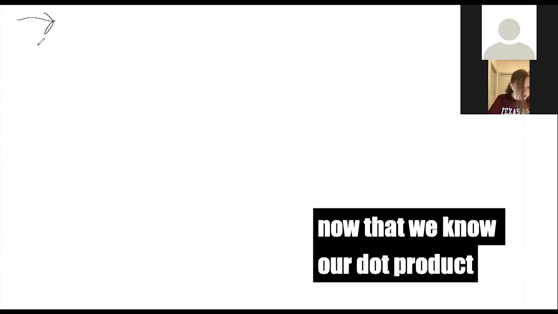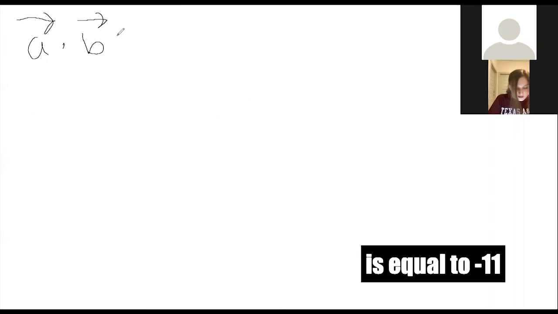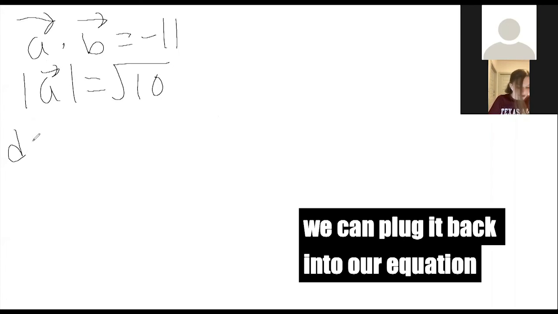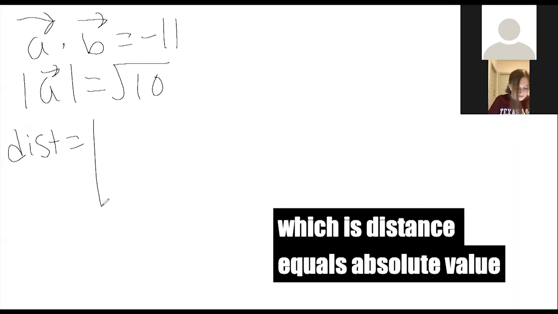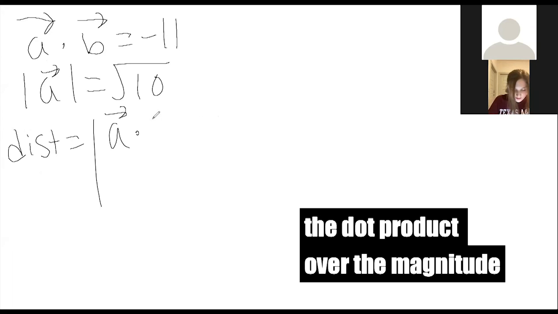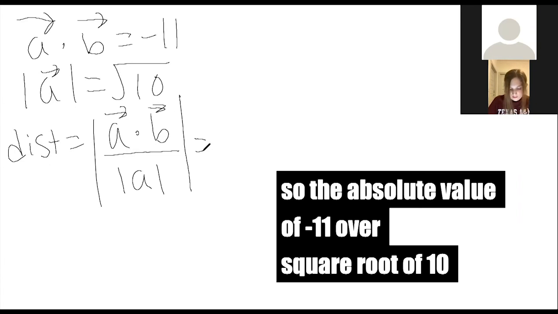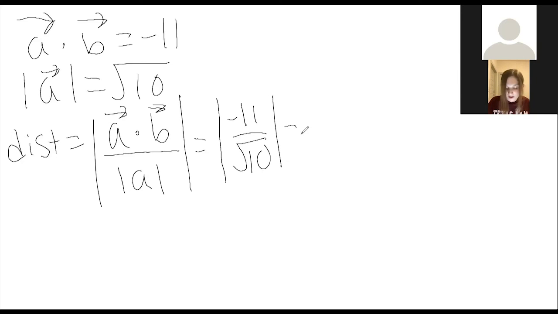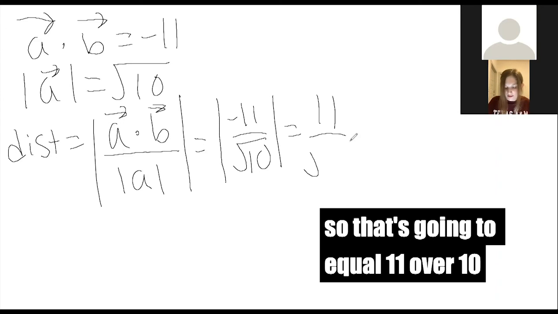So now that we know our dot product is equal to negative 11 and our magnitude is equal to the square root of 10, we can plug it back into our equation, which is distance equals the absolute value of the dot product over the magnitude. So the absolute value of negative 11 over square root 10. And the absolute value of anything just means take the positive of what's in the bars. So that's going to equal 11 over the square root of 10.